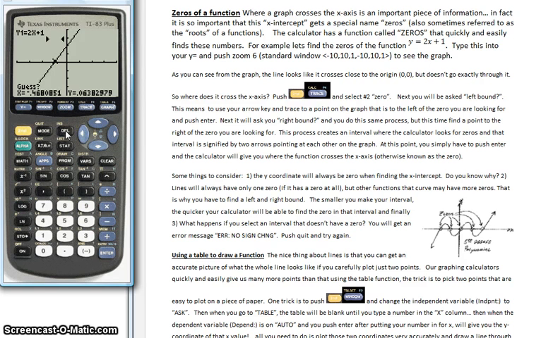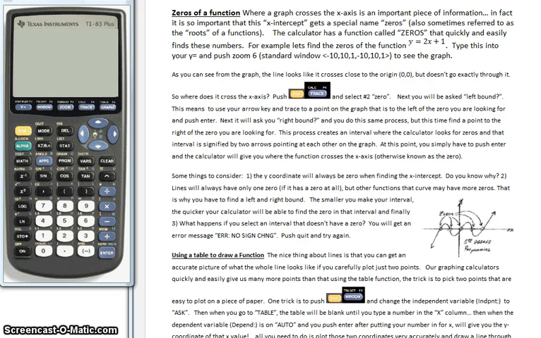So right now, just moving my cursor, I think the 0 might be at -0.468. Let's see what it is exactly. Once you move it to where you think the guess is, you push enter, and you'll see that the 0 is exactly -0.5. That's where it crosses the x-axis. That's where y equals 0.